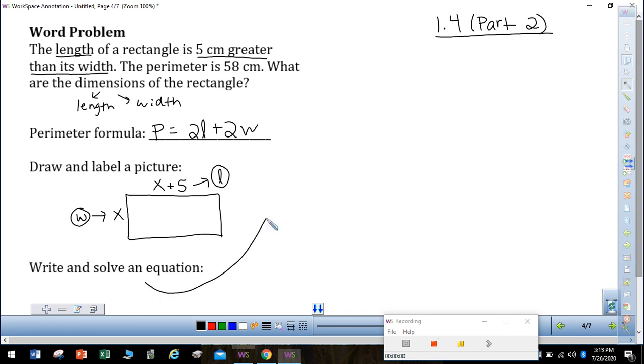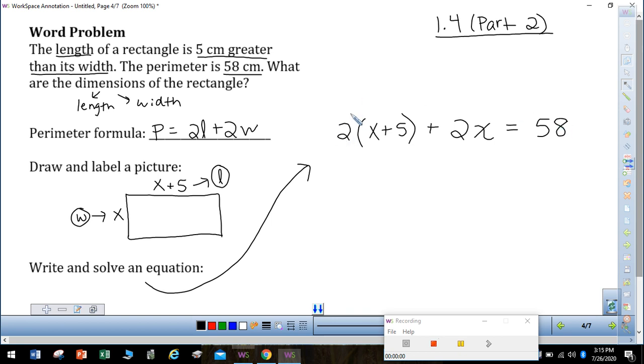So for the last part where it says to write and solve an equation, we're going to use the perimeter formula to help us do that. So I'm going to start by writing 2 times the length. I'm going to need to put this length in parentheses because there are 2 terms involved, plus 2 times the width, which is just 2x, is equal to our perimeter. In the problem it tells us that our perimeter is 58 centimeters.